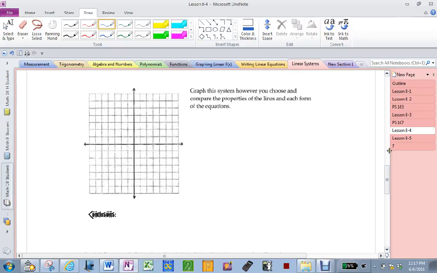Oh, now we've got a problem. I don't have any equation here. What do you guys have? Somebody read it out to me. 2x plus 3y equals 5. And then 4x minus 10 equals negative 6y. Great. So go ahead and graph them.